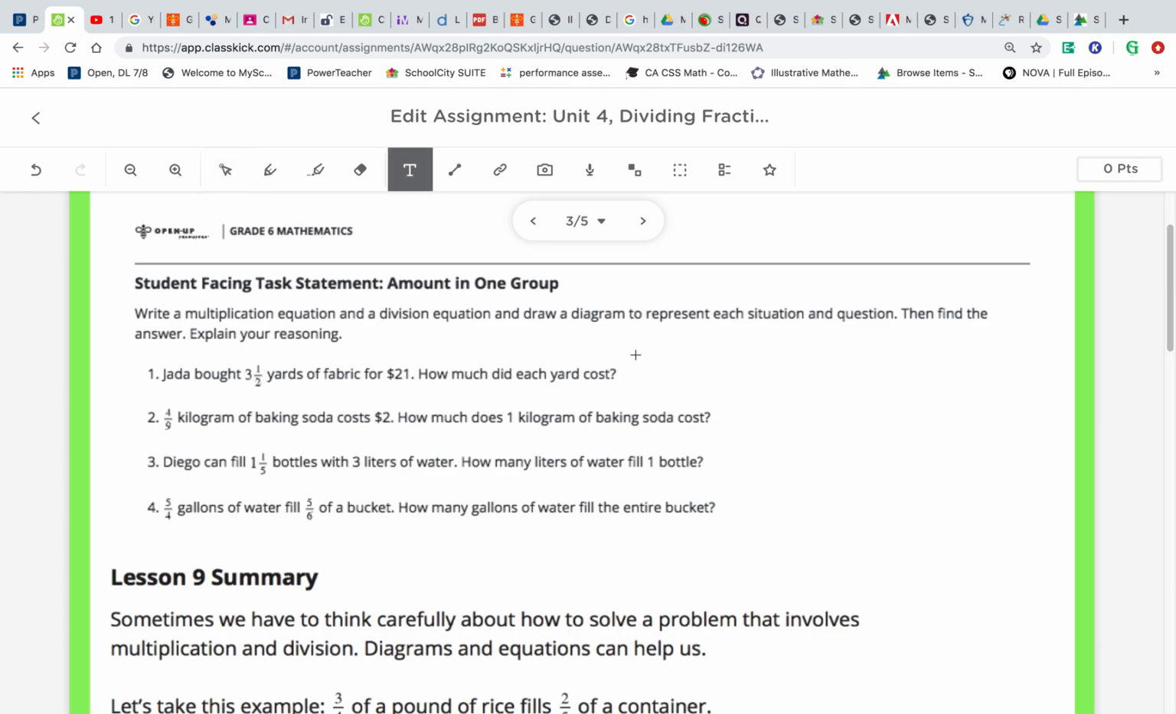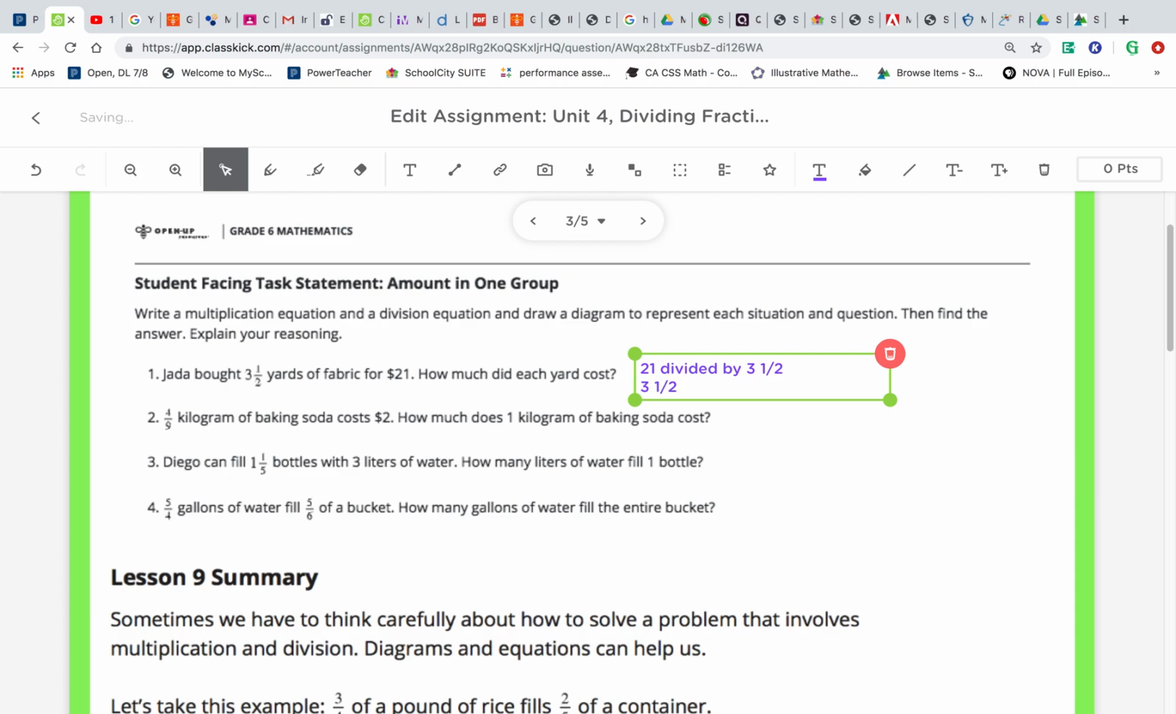So for our division equation, we can say it's going to be the $21 divided by 3.5. Okay, so we can think about it like that. We can also think about it in terms of the multiplication: the 3.5 multiplied times an unknown, and that's going to give you the $21, right? So those are ways to think about it with equations.